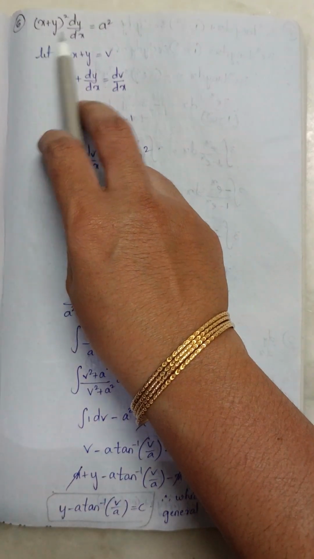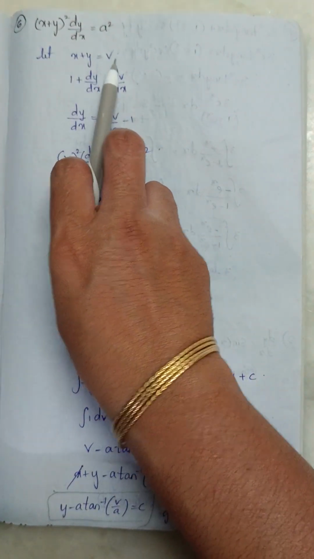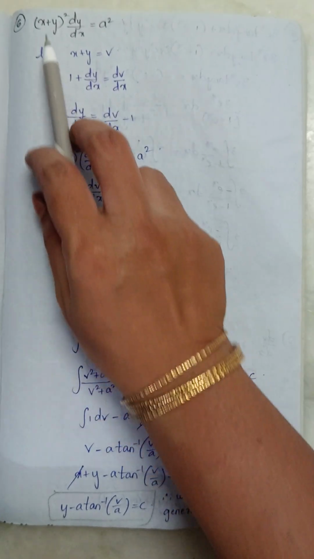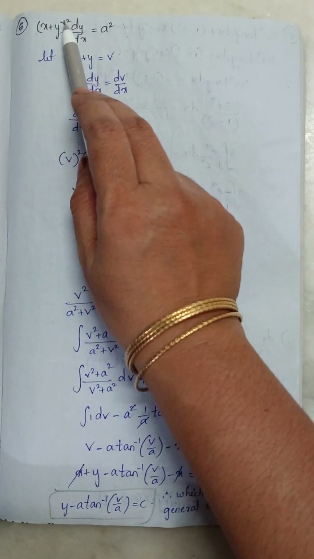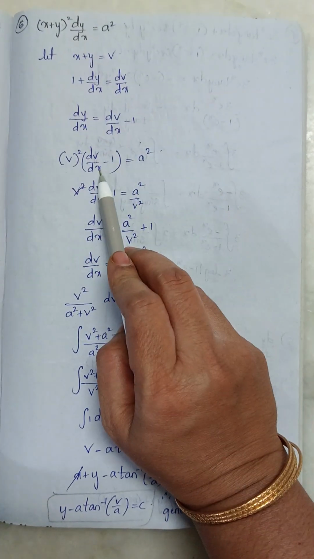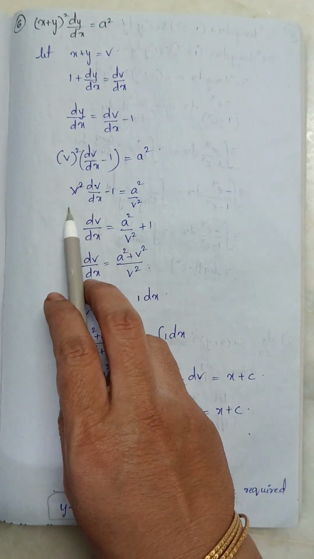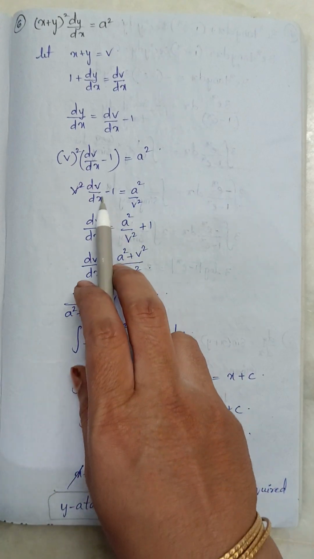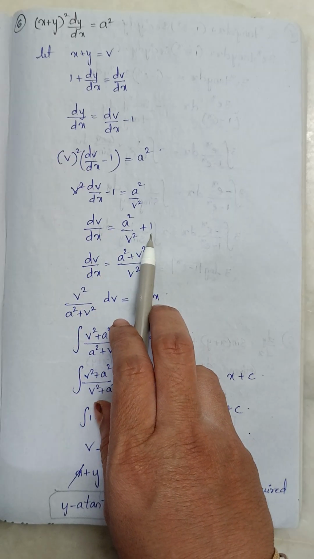So here also x plus y form. So we are taking x plus y as v. Take differentiating with respect to x. Then y in terms of v. Again substitute all those values in terms of v, means v square. Here instead of this substitute a square. Now by v square take it into this side. And minus 1 take it into this side, plus 1.